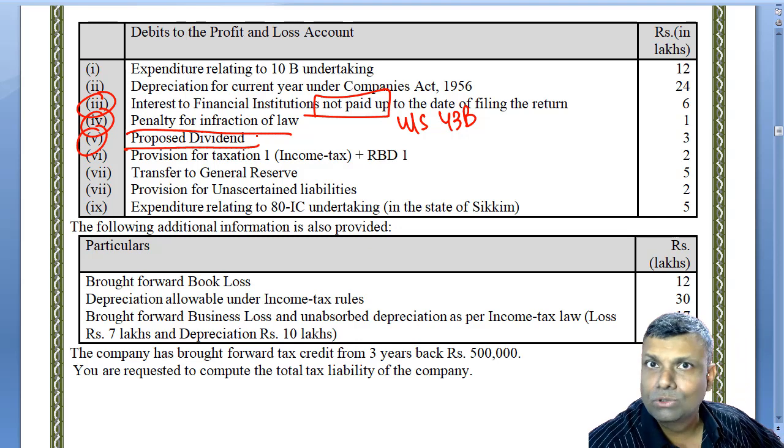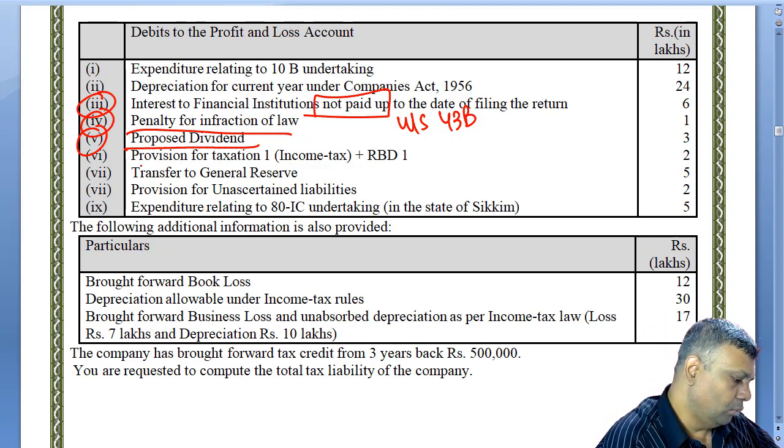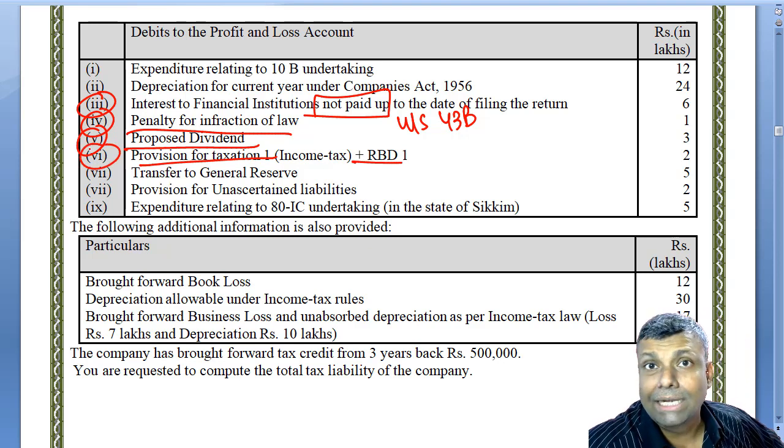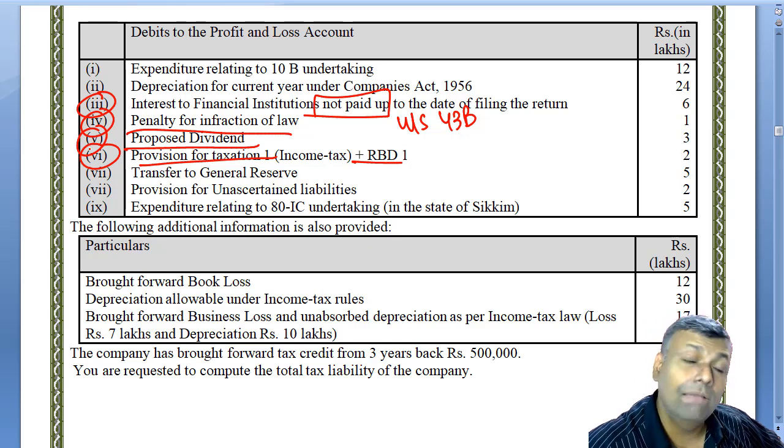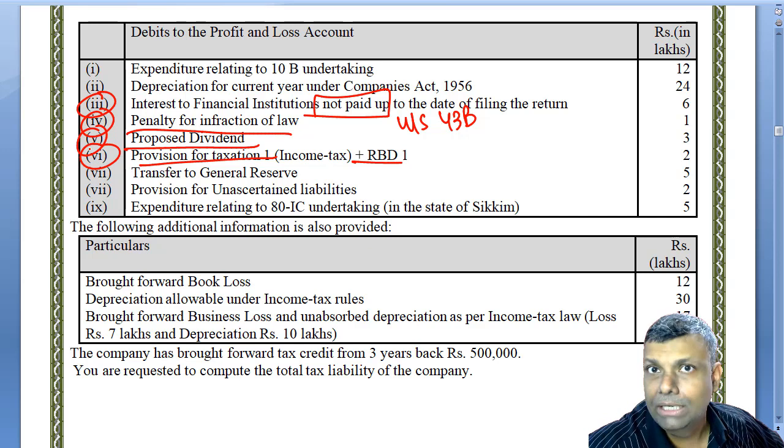It is not an expenditure item, so there is no question of any deduction, but you have already debited it to the P&L, so I'm going to add it back as a matter of adjustment to the total income. Then the provision for taxation and the reserve for bad debts also come in the same category. Income tax is not allowed as a deduction, so I'm going to add it back. Reserve for bad debts is not allowed as a deduction. However, actual bad debts would have been allowed, but actual bad debts data is not given to us in the question.